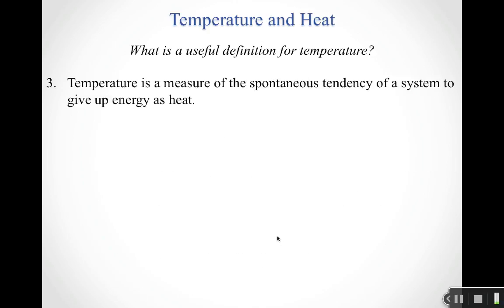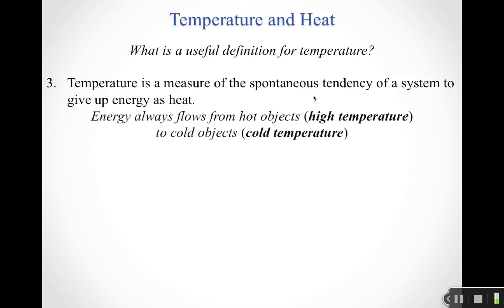A third way that we could define temperature, and this is leading us towards where we'll go when we talk about the second law of thermodynamics, which deals with the concept of entropy. The temperature is a measure of the spontaneous tendency of a system to give up energy as heat. So again, we know that the hotter something is, the more likely it's going to be to give up that energy, because energy always flows from high temperature to low temperature. So it's going to flow from hot objects at high temperature to cold objects at lower temperatures.